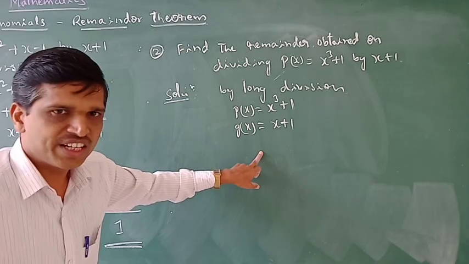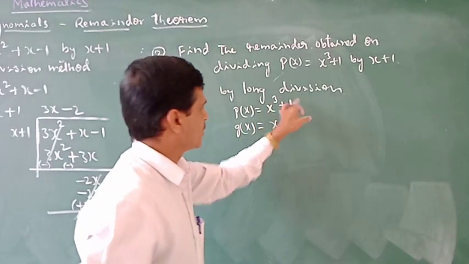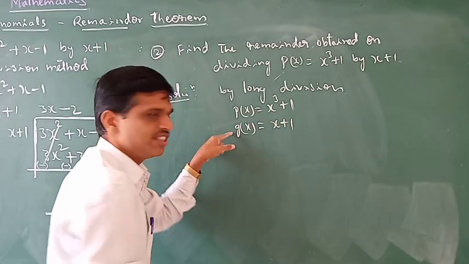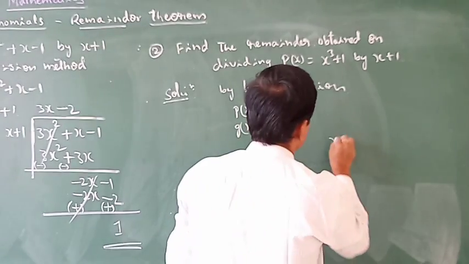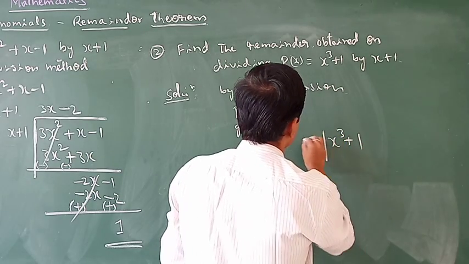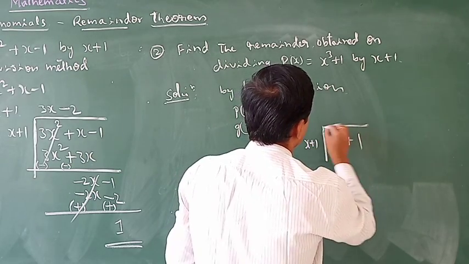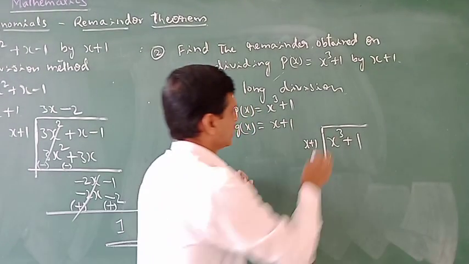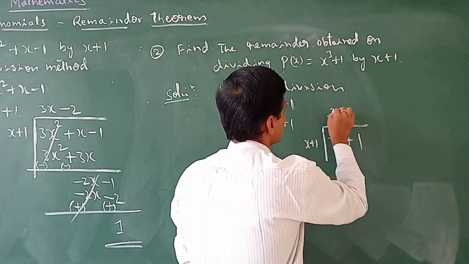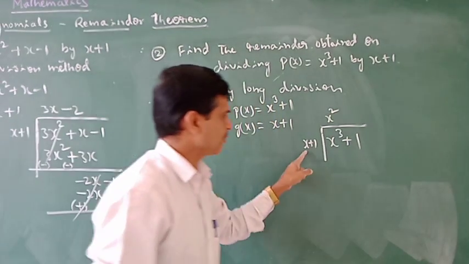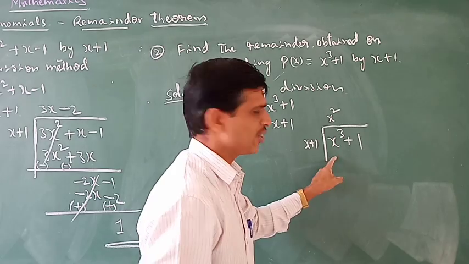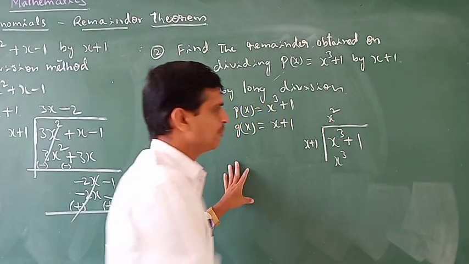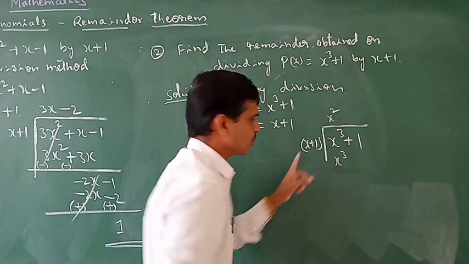Standard form means arranged in descending order, from the highest degree to the lowest degree. Which is greater here? P of x is greater than g of x. So by the process, x cube plus 1 is the dividend, x plus 1 is the divisor, and there is the quotient. Now the second step: take the first term of the quotient and the first term of the divisor; their product should be equivalent to the first term of the dividend, that is, x cube. Multiply this first term of the quotient to the entire divisor, not only the first term.